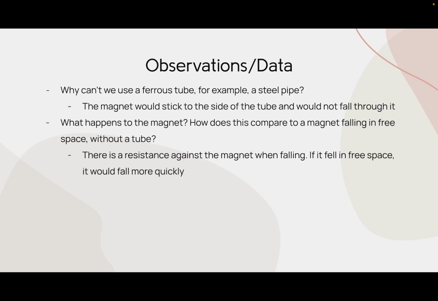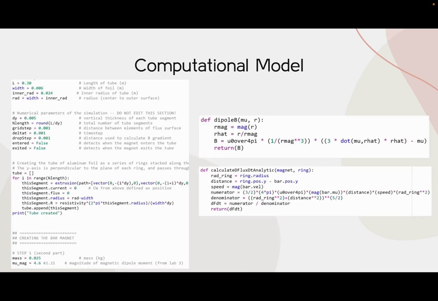So why can't we use a steel pipe? This is because the magnet would stick to the side of the tube and would not end up falling through it. And then what happens to the magnet? How does it compare to a magnet falling in free space without a tube? There is a resistance against the magnet when falling, and if it fell in free space, it would fall more quickly. So this is the computational model.